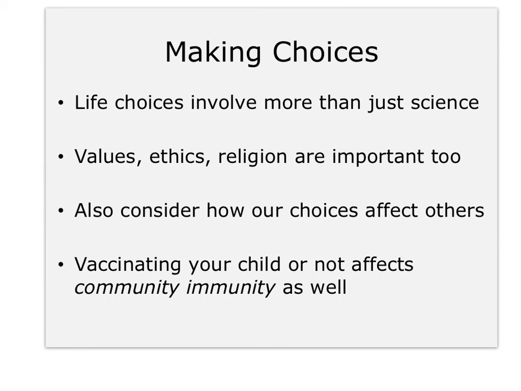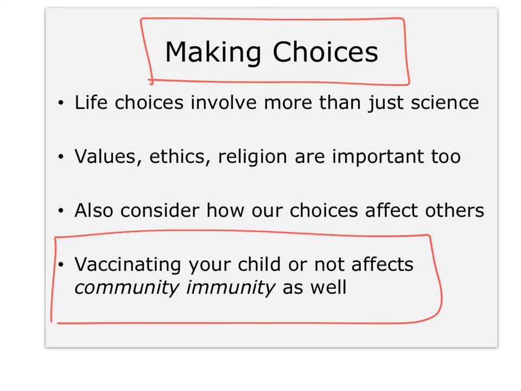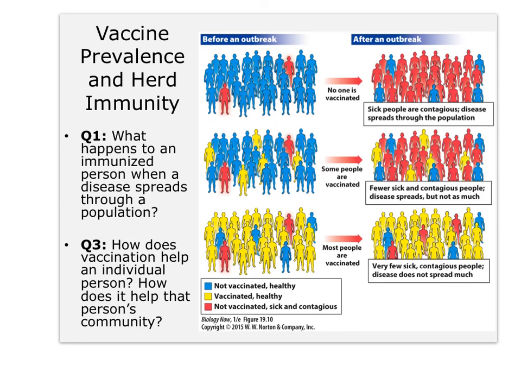All right? Again, making choices for vaccination is not just about your kid. You're putting everybody in danger if you don't vaccinate. It's called community immunity or herd immunity. For example, if no one's vaccinated and the red people are sick, lots of people are sick and it spreads through the population and lots of people die.